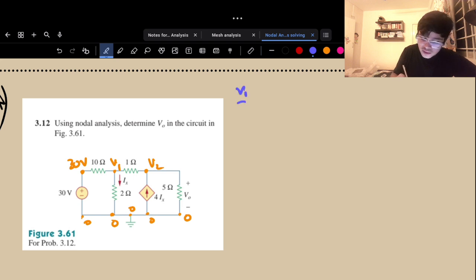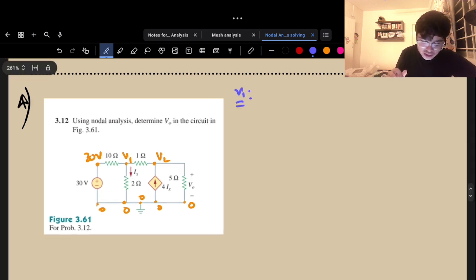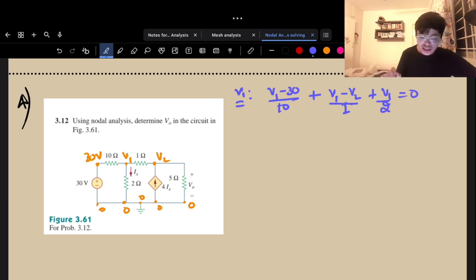Now V1. The equation for V1, for the current that is leaving, would be (V1 minus 30) by 10 ohms, right, plus (V1 minus V2) by 1, that is another current leaving, plus V1 by 2, is equal to 0. So the net current leaving is 0. Okay. Now solve and simplify this equation.